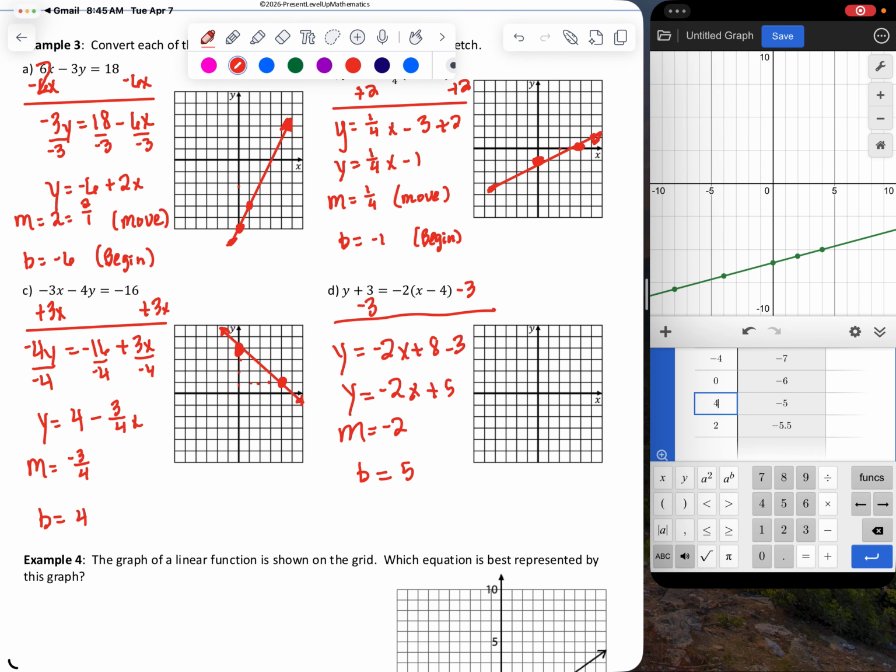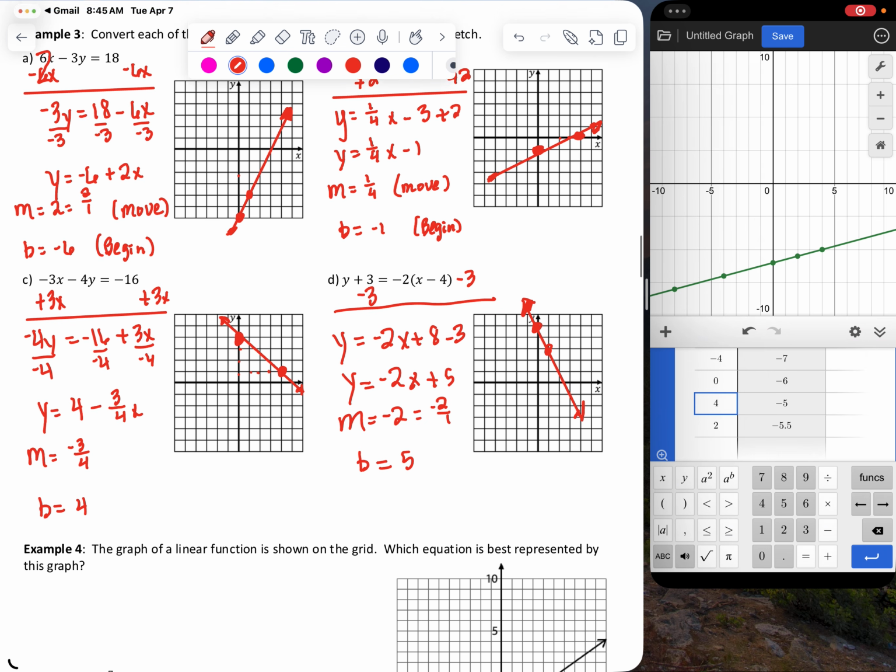1, 2, 3, 4, 5. Now, my slope, I need to write it as a fraction. So I know I'm going to go down 2 and right 1. So hopefully you got this one right, but if you didn't, pause the video and correct anything that you got wrong before moving on to example 4.